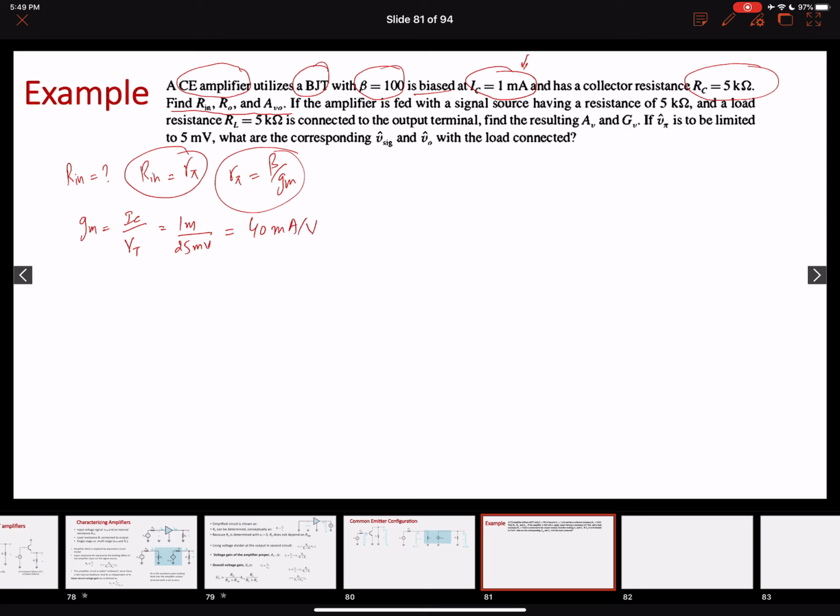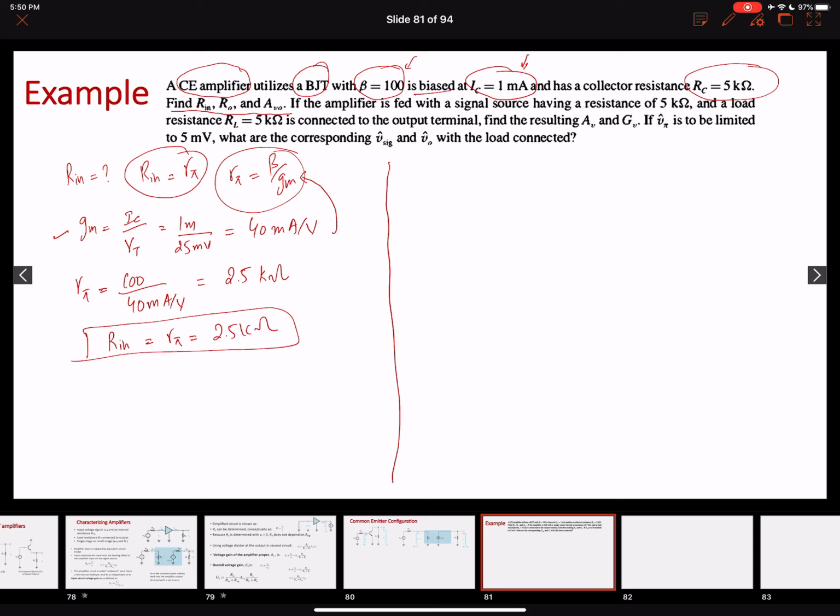So this is the value of the GM that we can find. Now we can replace this value over here, and we already know the value of beta. So R pi equals beta, which is 100, divided by the value of GM, 40 milliamperes per volt. So our R pi is going to come out to be 2.5 kilo ohms. So our input resistance was equal to R pi, so it should be equal to 2.5 kilo ohms.